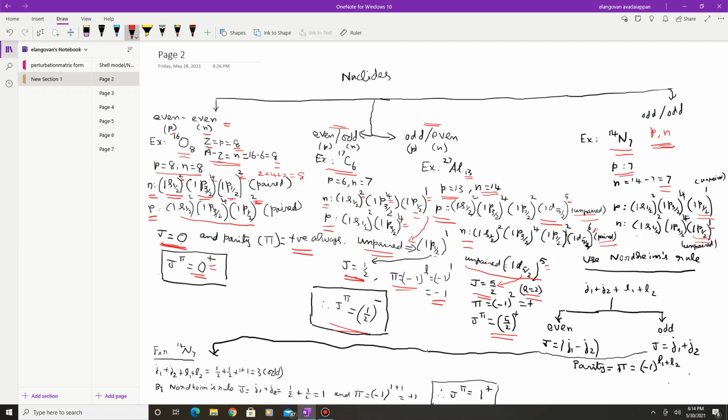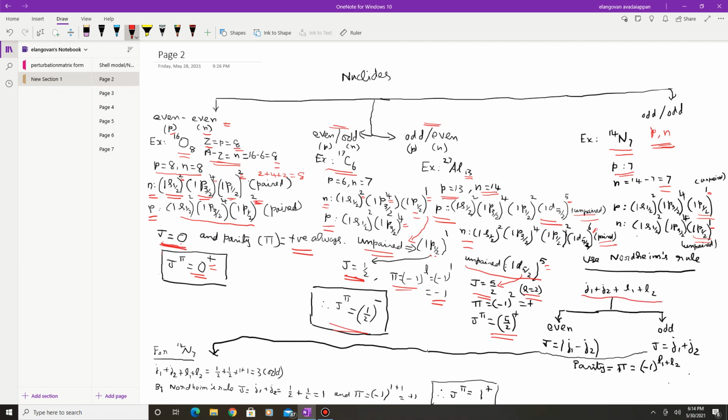So this is odd-odd. The number of protons as well as neutrons in the last shell is 1, so this is an odd-odd nucleus. Both are unpaired. Now in this case, if you want to calculate the angular momentum, you have to use a rule called Nordheim's rule. Nordheim's rule will let us calculate the total value J1 plus J2 plus L1 plus L2.